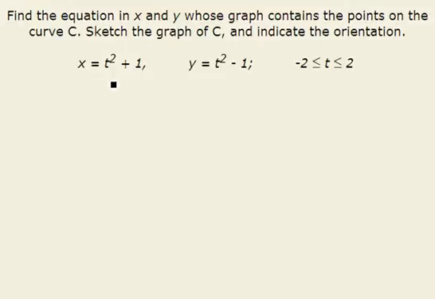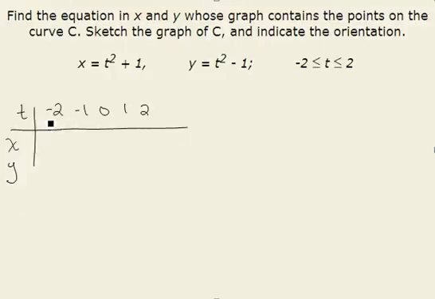We will recognize that both x and y are in a quadratic form. Therefore, one way we could sketch the graph is to let t vary from negative 2 to positive 2 and determine our values for both our x and our y. So if t is equal to negative 2, I'm going to get negative 2 squared, which is 4 plus 1, or 5. In my y function, if t is equal to negative 2, I'm going to have 4 minus 1, or 3.